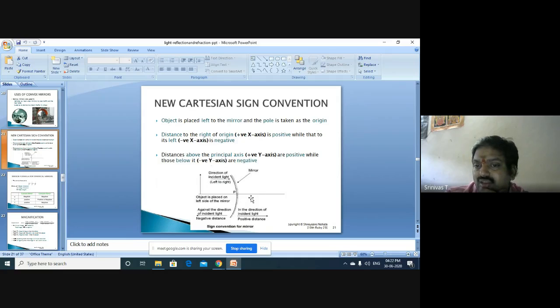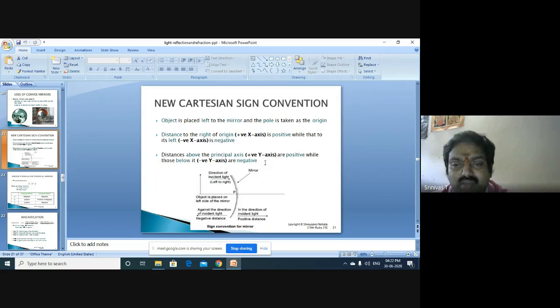So distance to the origin, you can see distance to the right of the origin, like so. If you take it in such a way that the pole itself is also the origin, then we can calculate the distance to the right of the origin, that is on the positive x-axis, as positive, while the left is negative.